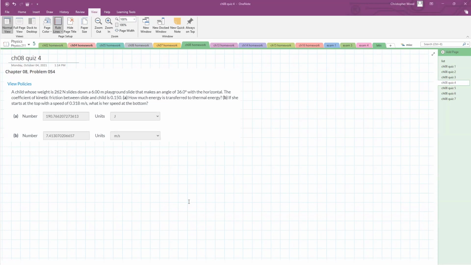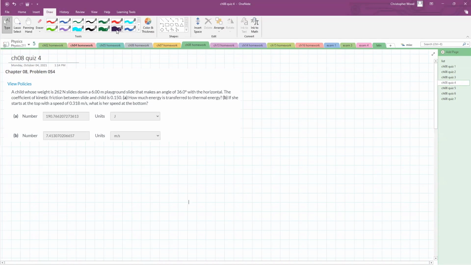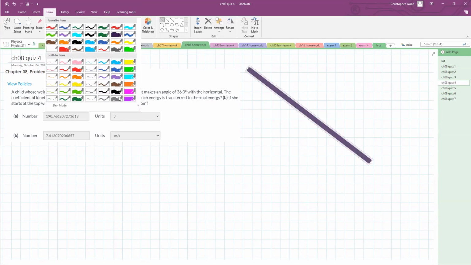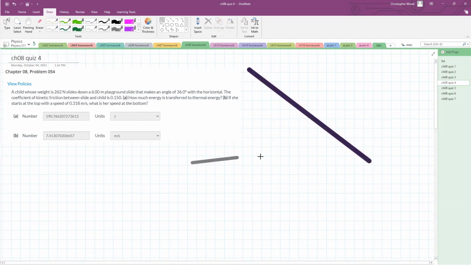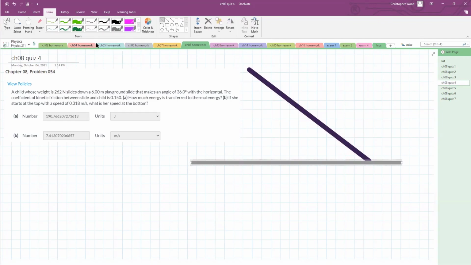Okay, so here is a problem. A child is sliding down a slide. So let's draw a slide. Here is a slide. This slide makes an angle of 36 degrees with respect to the horizontal. Here's the horizontal. This is 36 degrees.